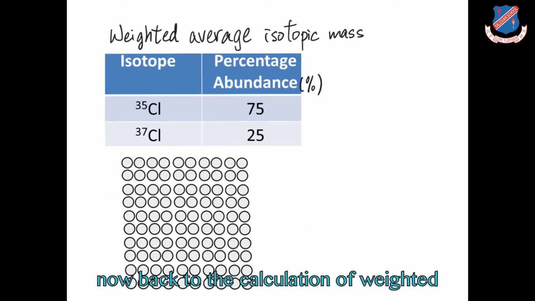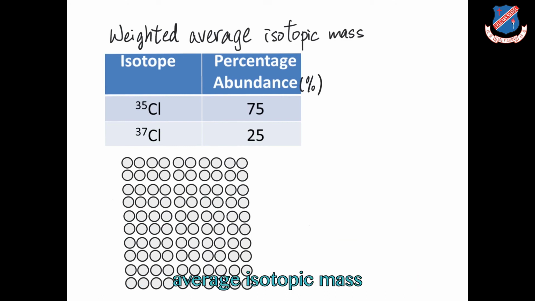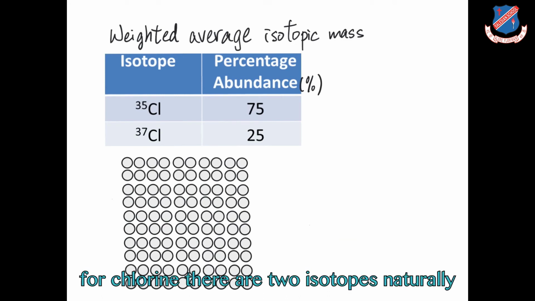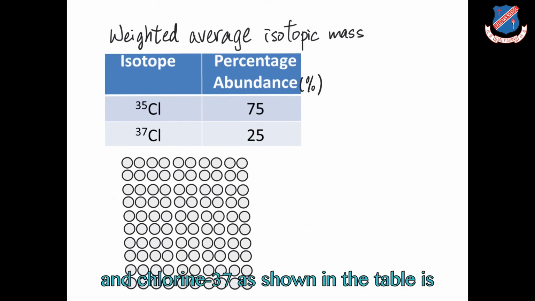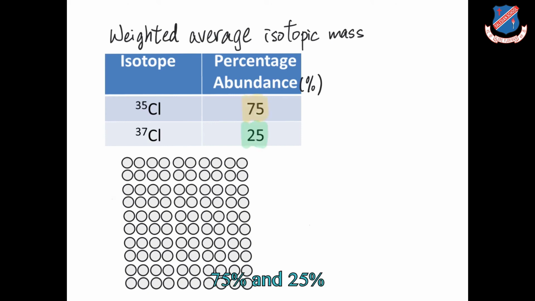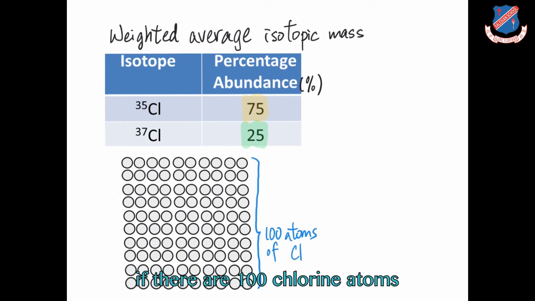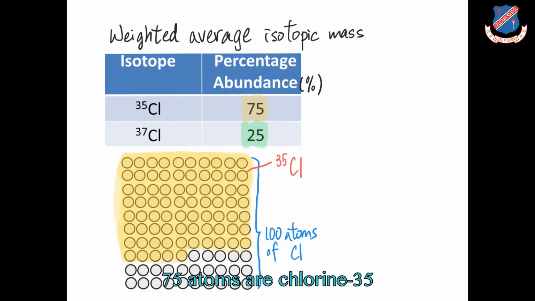Now back to the calculation of weight average isotopic mass. For chlorine, there are 2 isotopes naturally. The percentage abundance of chlorine-35 and chlorine-37, as shown in the table, is 75% and 25%. It means that if there are 100 chlorine atoms, 75 atoms are chlorine-35 and 25 atoms are chlorine-37.